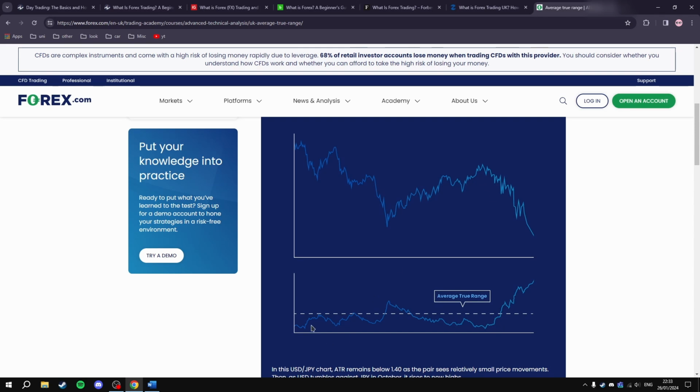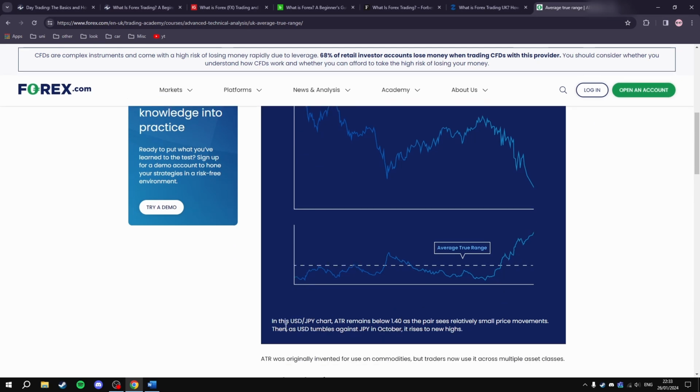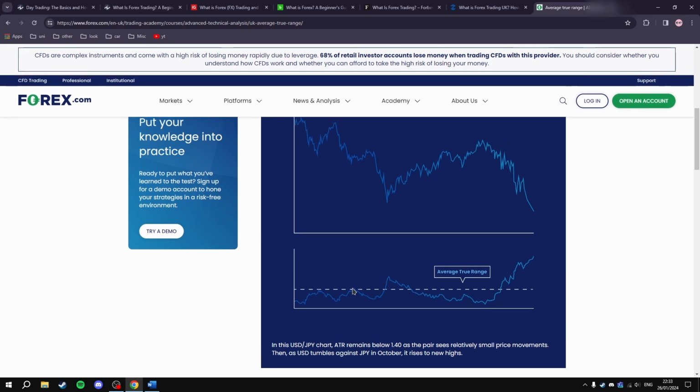So we get this, and then average true range is in the middle, somewhere here. In this USD JPY chart, average true range remains below 1.4 as it paints these relatively small price movements. Then as USD tumbles against the JPY in October, it rises to new highs. Well, I'm glad on this chart here it shows you exactly where October is. It rises to new heights.